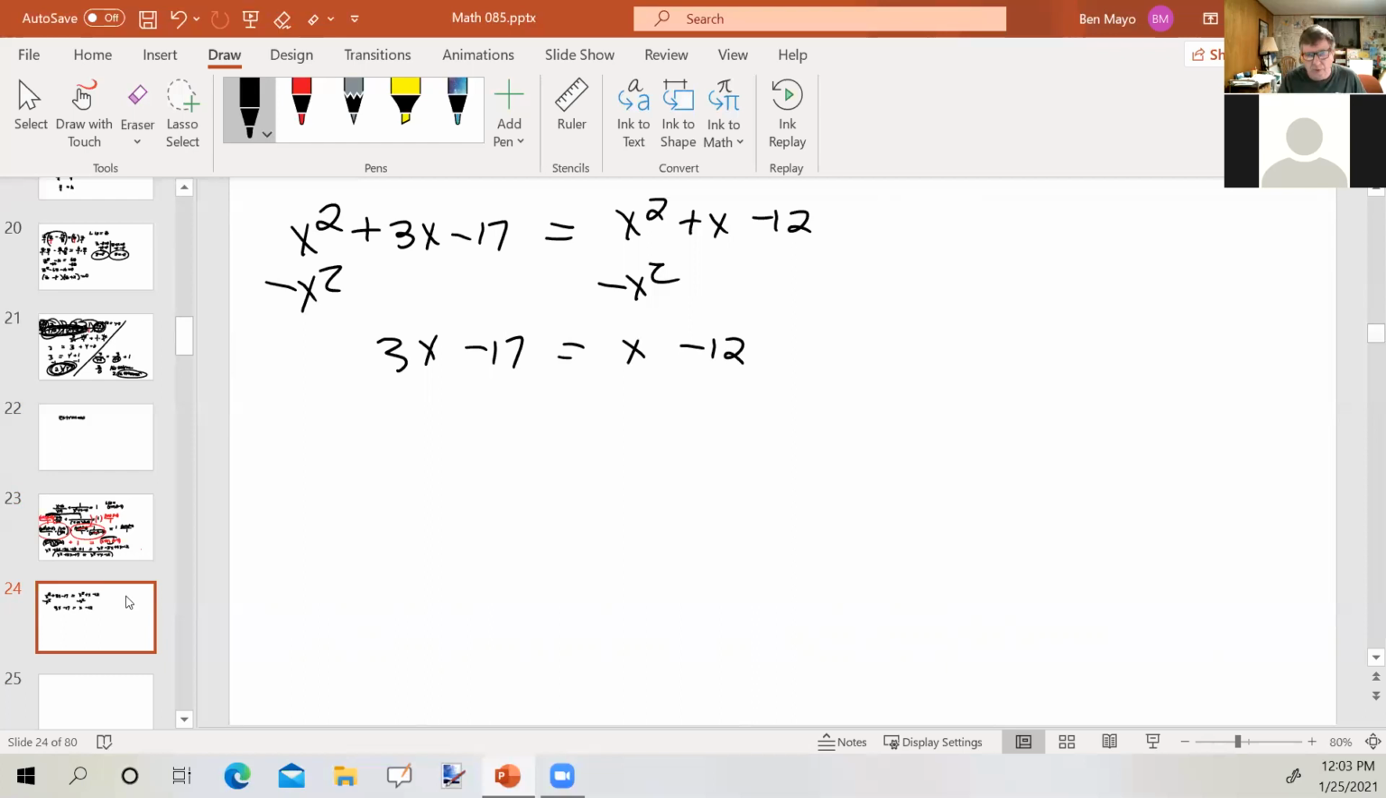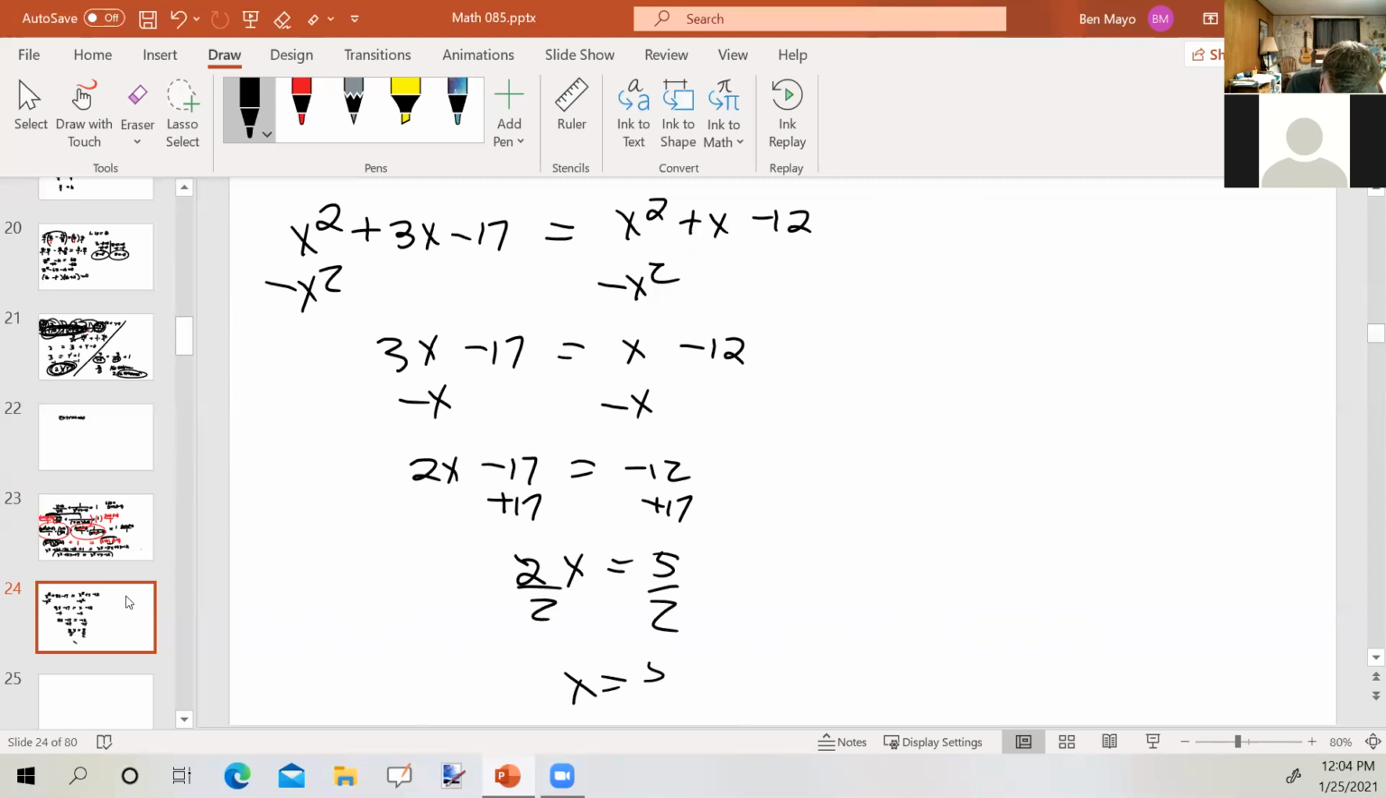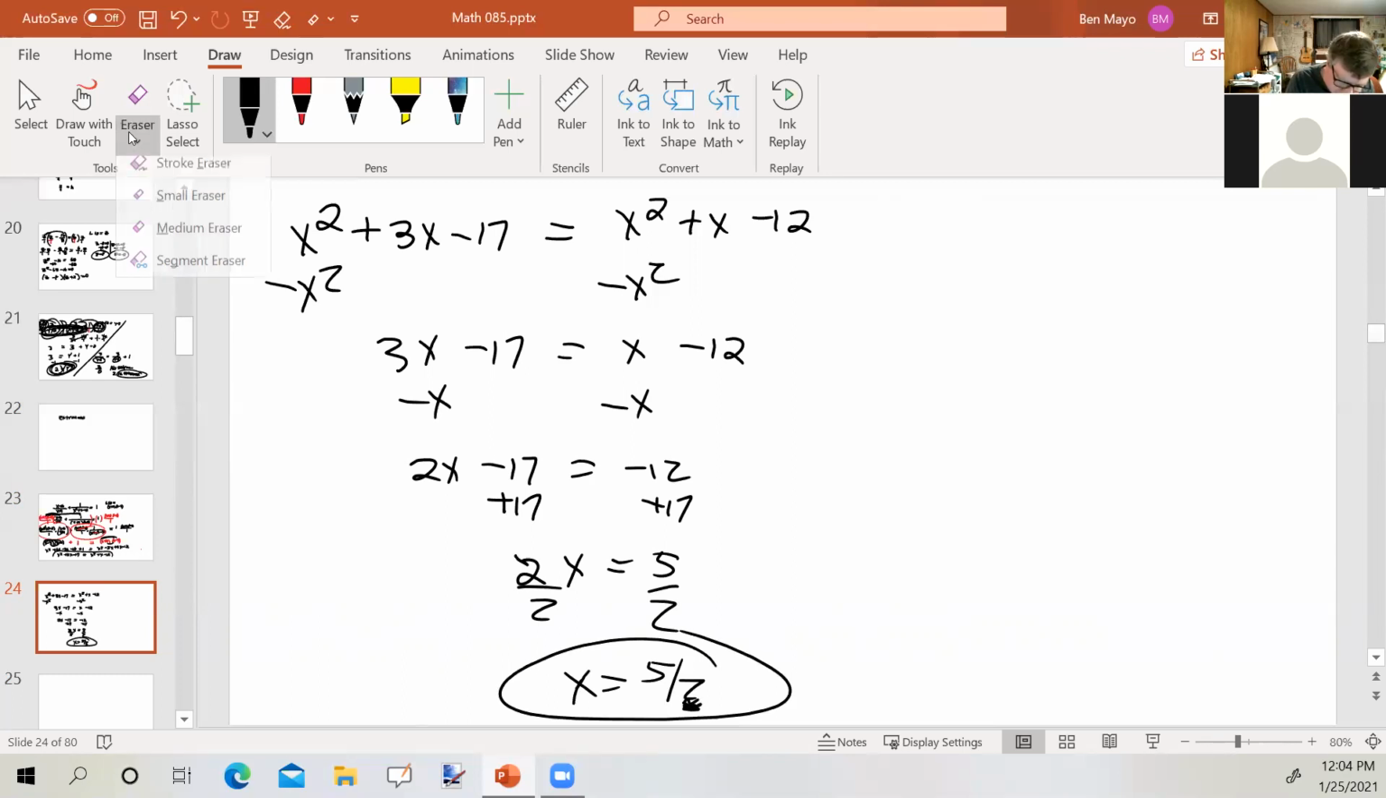I'm going to put x on the left and the constants on the right. So I'm going to subtract x from both sides, add the constant to both sides, divide by 2, and I get x = 5/2. Now, let's go in and check our work. Okay, 5/2. Now, should I do it fully and check it everywhere, or just check it in the denominator? You tell me what you want me to do.